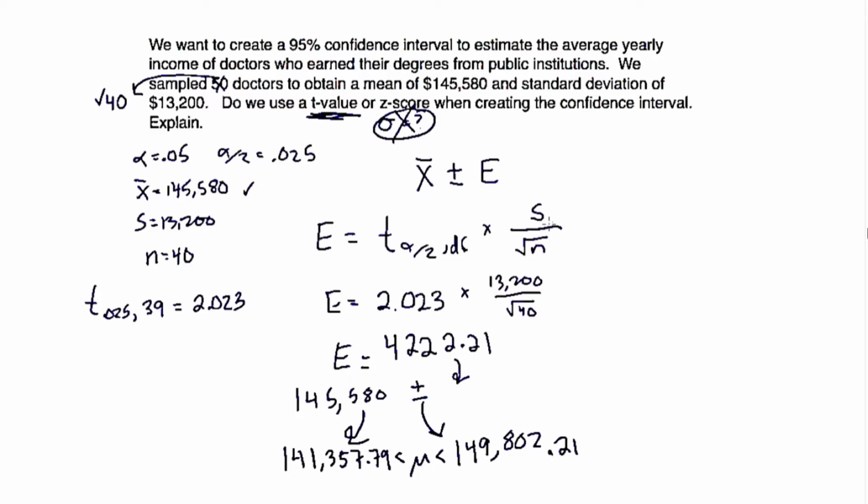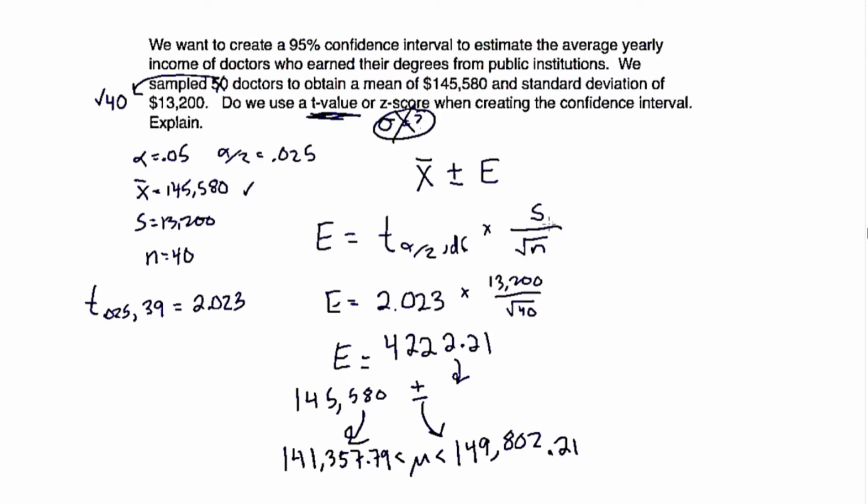And when you add that value, what do we get? 145,580 plus 4,222.21. You get $149,802.21. This is the lower bound and upper bound for our confidence interval. We will say it will be between here.